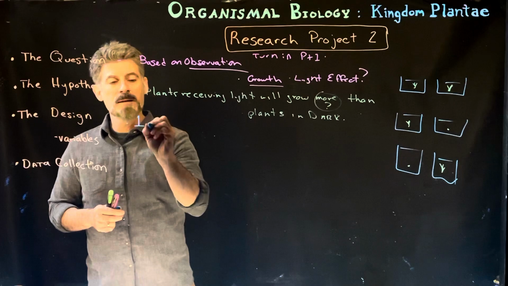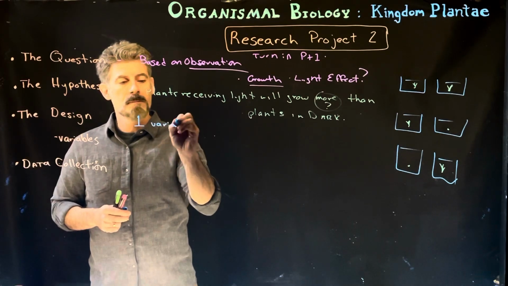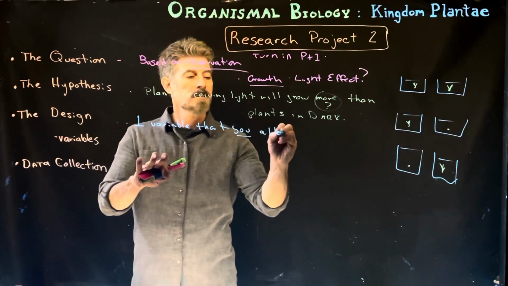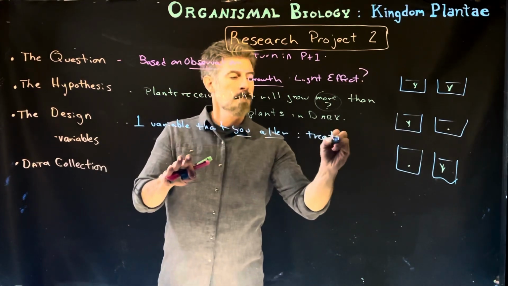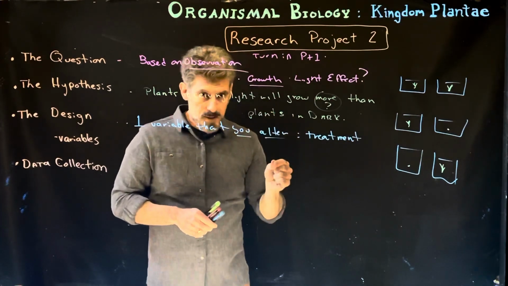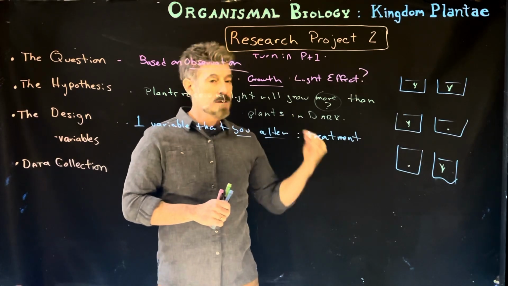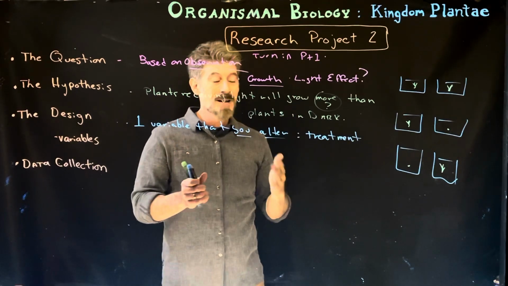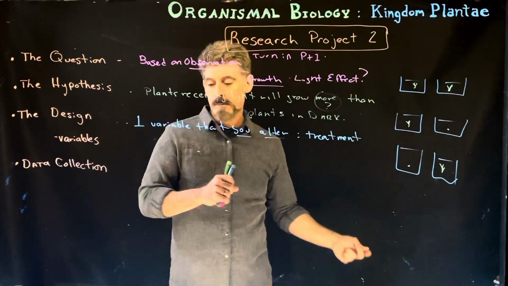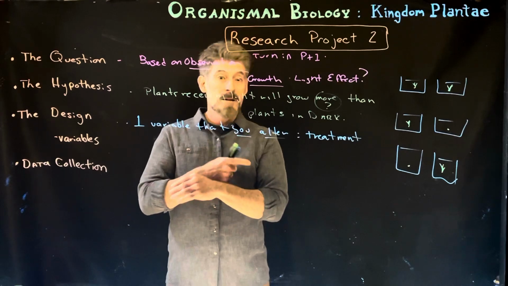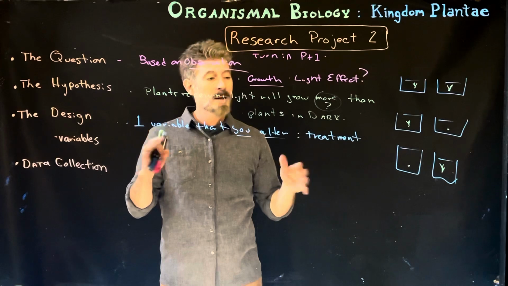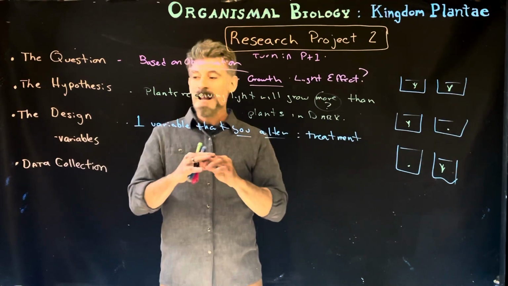You should just have one variable that you alter. All right, this is your treatment. Just light, just water, just heat, just something specific, not multiple things. You can't have one in a warmer environment and a bright environment and water it more and then combine them. You could do those things in a very big, complex experiment, but that's not what we're doing. We're picking one thing, everything else has to be the same.